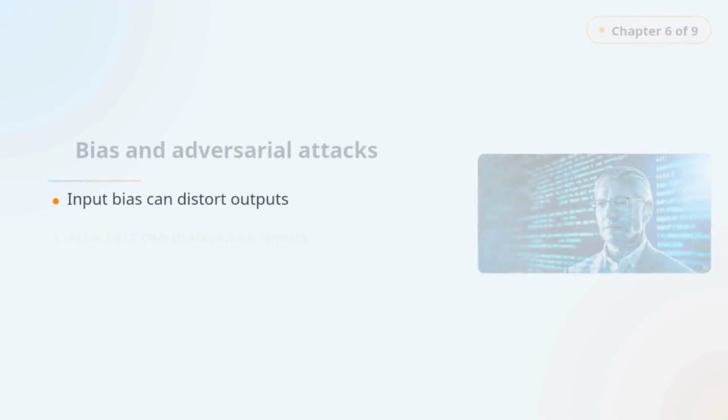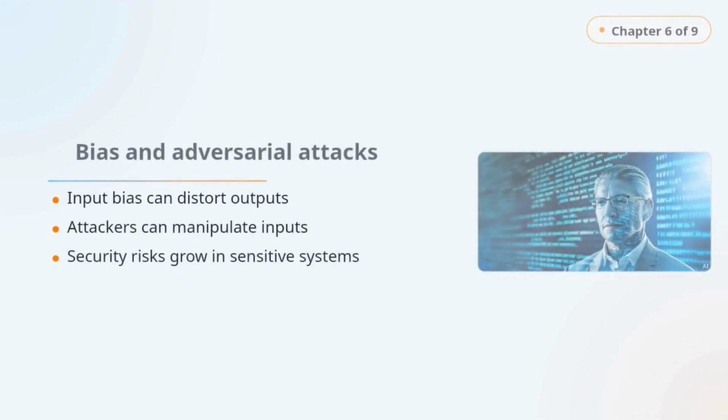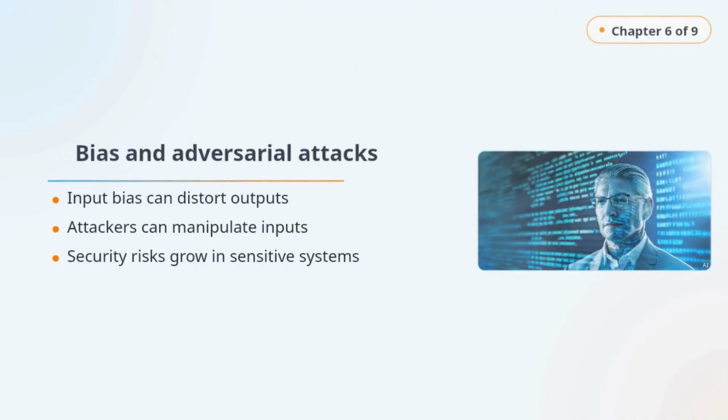Another major issue is input bias. If the training data is skewed or unrepresentative, the model may hallucinate outputs that reflect those same distortions. On top of that, attackers can deliberately manipulate inputs. In image recognition, for example, tiny changes or specially crafted noise can make a model misclassify what it sees. This becomes especially risky in areas like cybersecurity and autonomous vehicles, where one wrong output can have a major impact.